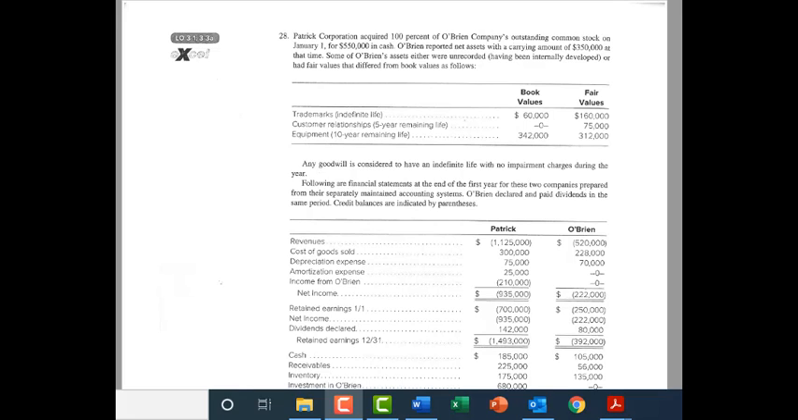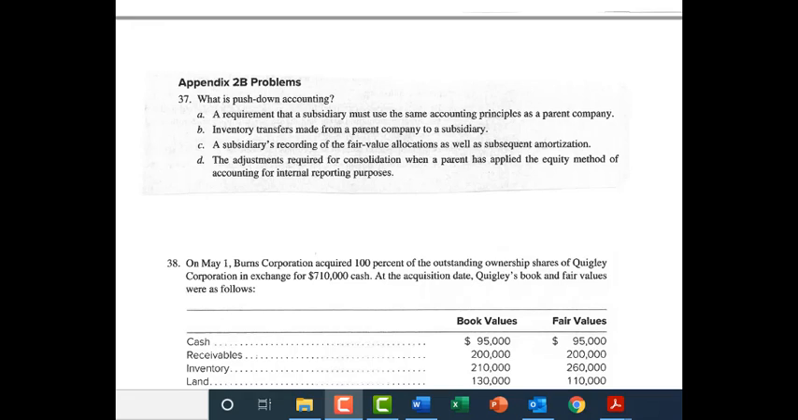You are the boss, you are the parent, you push down the numbers that you want onto the subsidiary's book values. You might say, well, how is that legitimate that they can do that? Well, they discuss this in the appendix to Chapter 2. It's the idea that there are now new owners of O'Brien. So in a sense, O'Brien is like a new company that just got created, and it should be created with what the owners paid for the assets. And the owners, Patrick in this case, paid fair values. So that in a nutshell is what push-down accounting is.